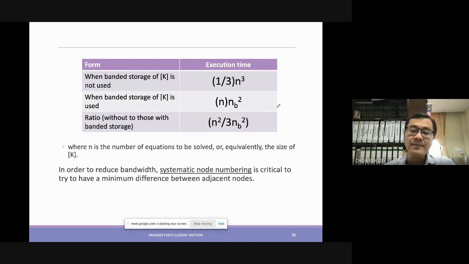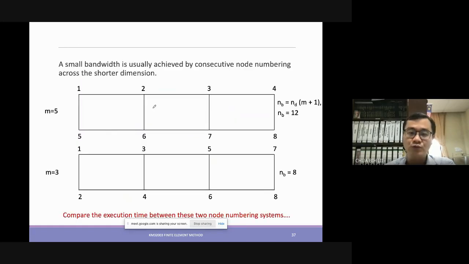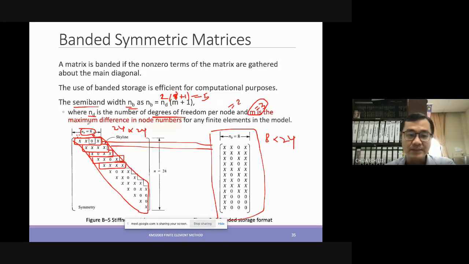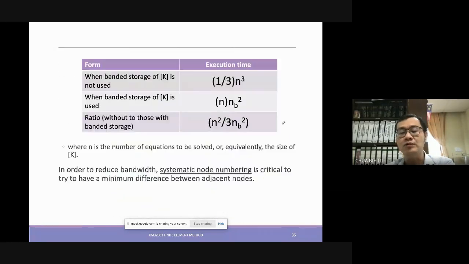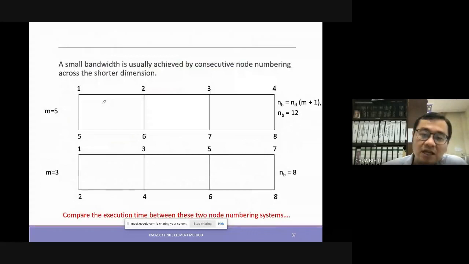So this M is basically referring to the meshing, right? So you can see that the maximum difference in node number, okay? It depends on the node number itself for a finite element model, right? So you will just check with the meshing itself, okay? So let's check if we put a numbering for node, right? Take this simple example, okay? We number it in this way: 1, 2, 3, 4, 5, 6, 7, 8, right?